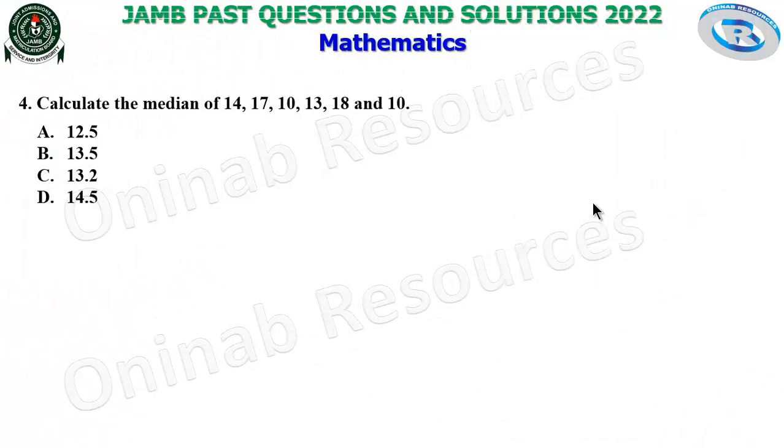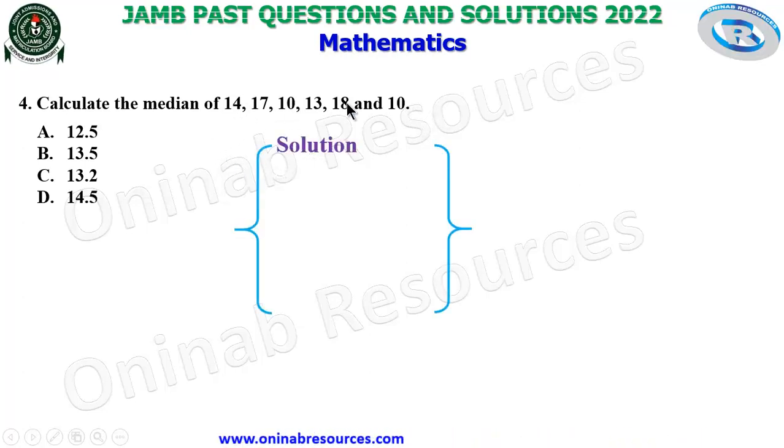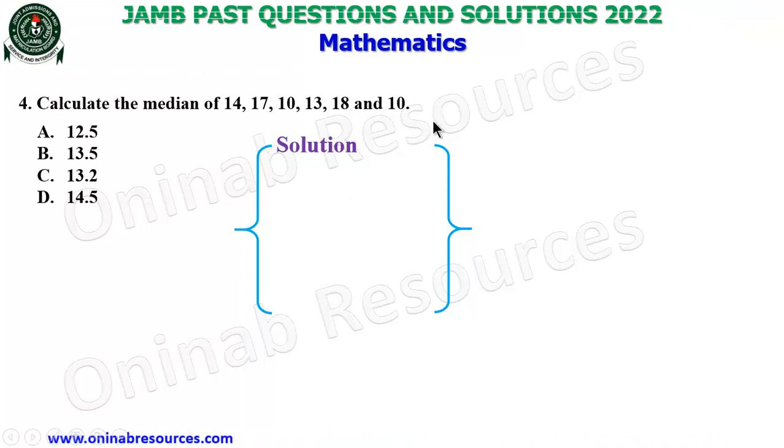We then go to problem 4. For problem 4, calculate the median of 14, 17, 10, 13, 18, and 10. So what we do to find the solution to the median is to arrange either in ascending order or descending order. In ascending order means from the lowest number to the highest number, while in descending order, we arrange from the highest to the lowest. So anyone can come.